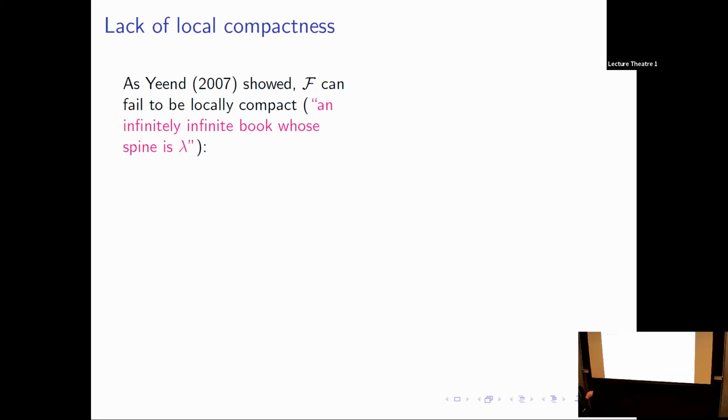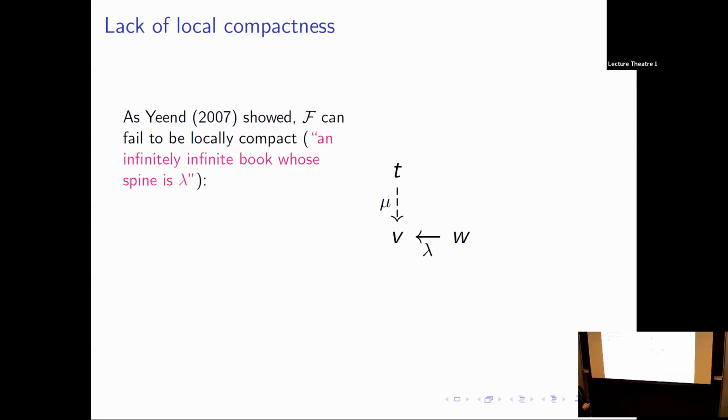I'm going to present Yeend's graph, one of the two that he demonstrates. And I think of it kind of as an infinitely infinite book. What do I mean by that? So here we have what we call a one skeleton of a higher rank graph, where my dashed edge is one color and the solid edge is another color.